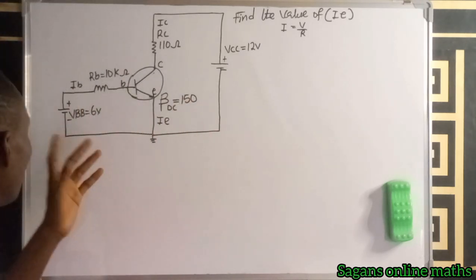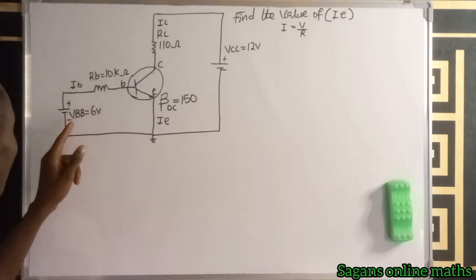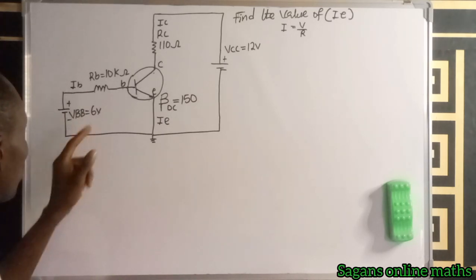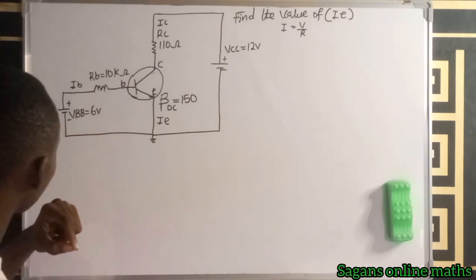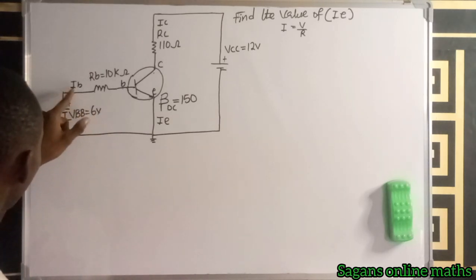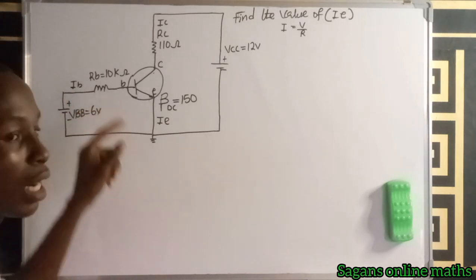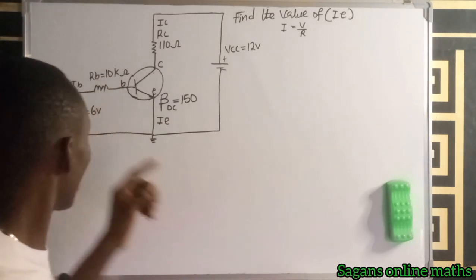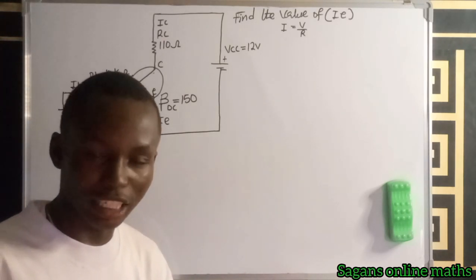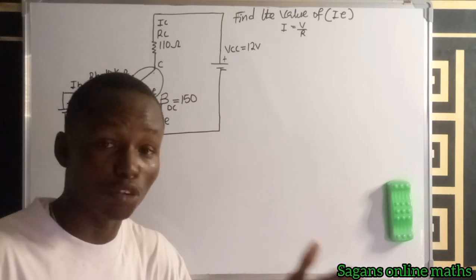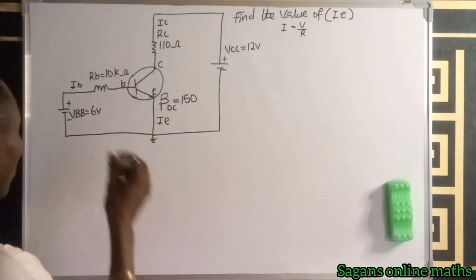Now, are you seeing VBB? This VBB is the input, right? VBB simply means base bias voltage, which is 6 volts. Now, I want you to understand something very interesting here. Look at this line, you're having IB. IB means base current. But we can also see from here we have our voltage, VB. VB means base voltage. Since you're having IB, you must have VB, which is base voltage.